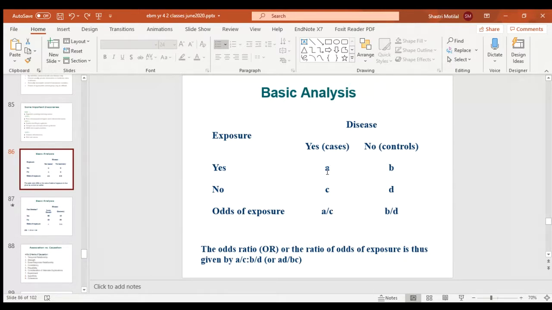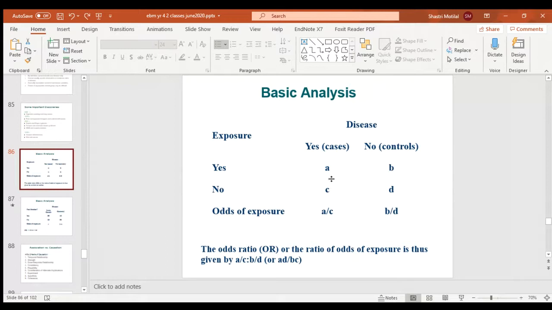So let's just say, making up a number, A was 20 and C was 80. You could say 20% of your cases had the exposure in the past. Now that's not the same as saying 20% of the people with the exposure developed the disease. That is what we would say in a cohort study. What we say in here is 20% of the cases had the exposure in the past, right? So don't mix it up.